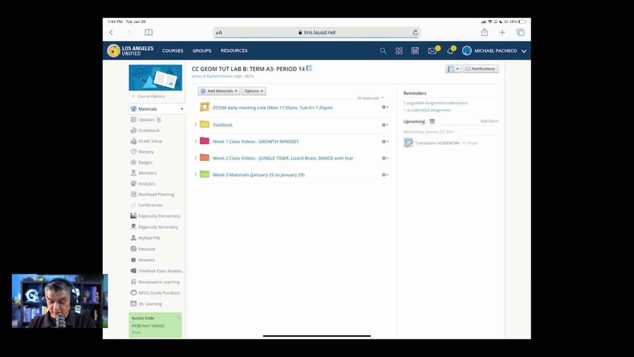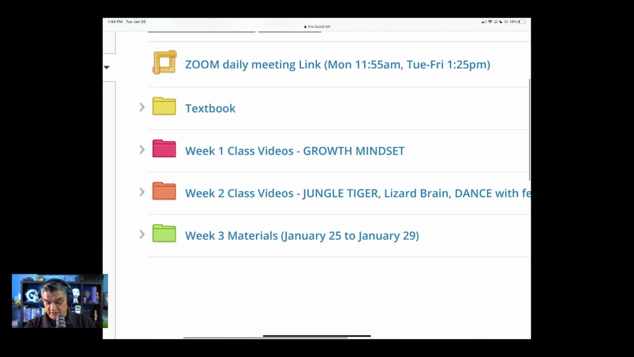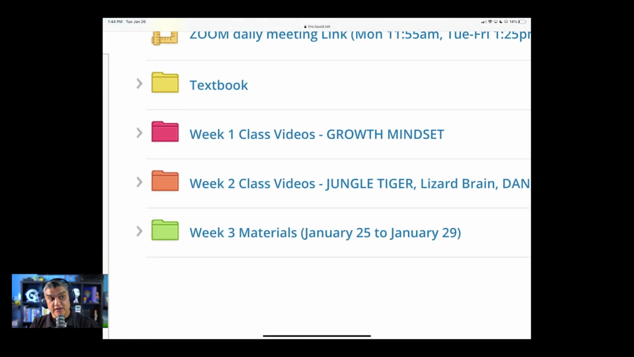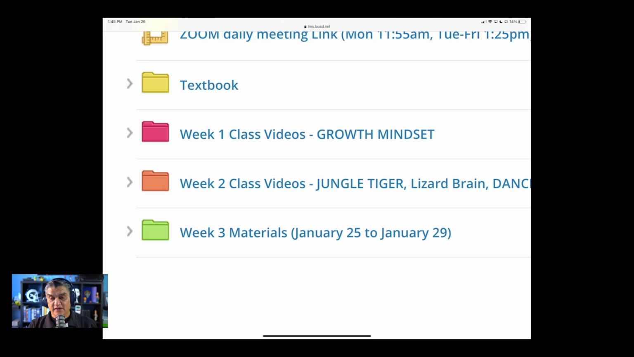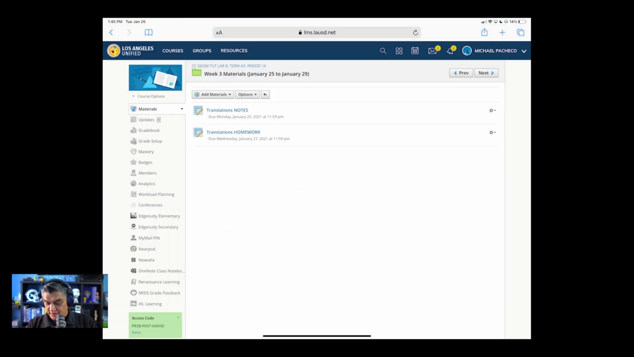So when you go to your Schoology, you'll see I'm only going to make one folder for each week now. I used to make 4 folders for each week, and some of you were saying, Mister, that was too many folders. So I'm just going to put the stuff in the folders. So I have week 1, week 2. They were just videos, the whole jungle tiger, lizard brain, growth mindset, dance with fear stuff. If you want to go back and look at that, you can. But week 3, that's where we're at, January 25th through 29th.